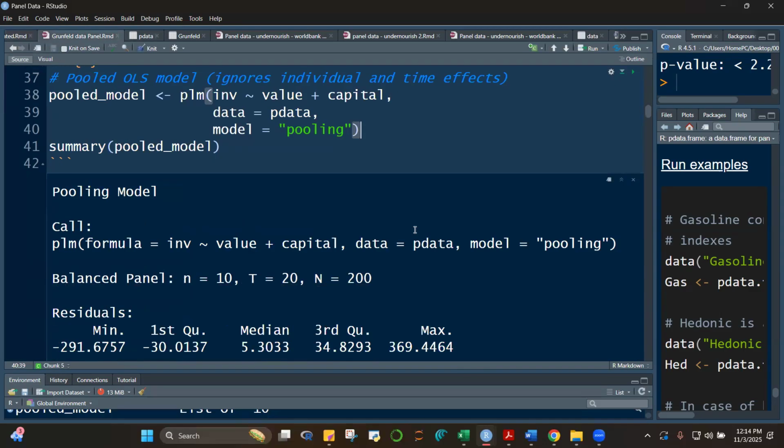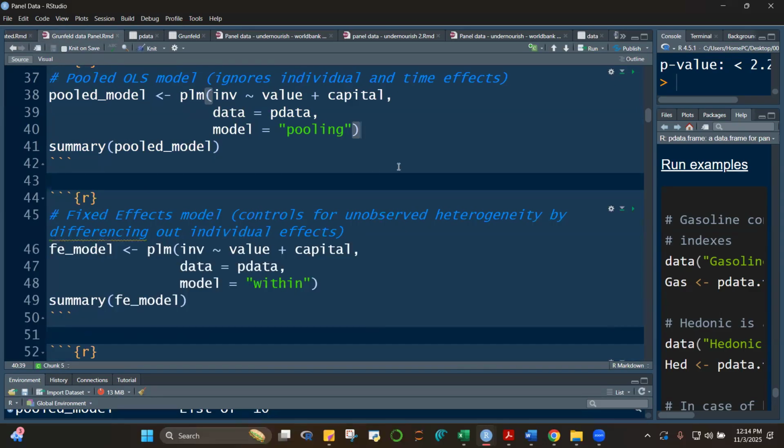Okay, now let's see, class. The next model that we're going to take a look at is the fixed effects model. We'll not discuss now what fixed effects means. Let's just run it first, and then I'll request you to please do a little research, class, and try to see the difference between these three methods: the pooled OLS, the fixed effects, and the random effects.